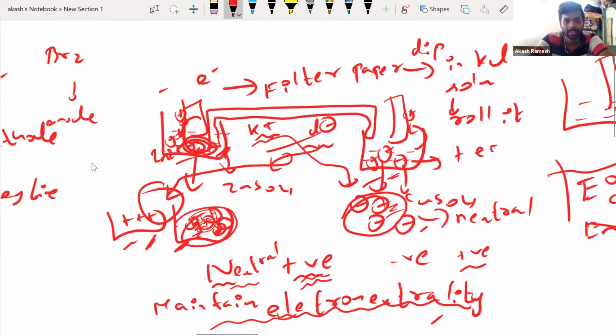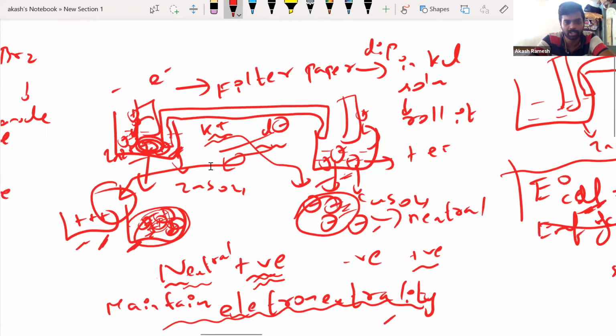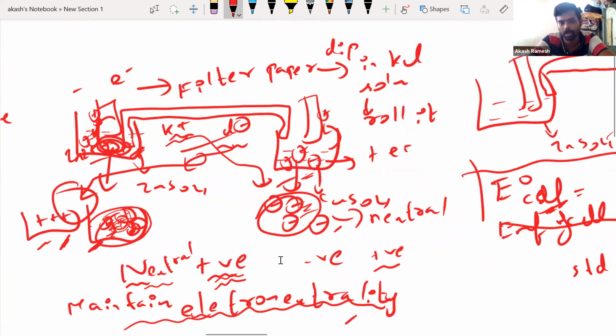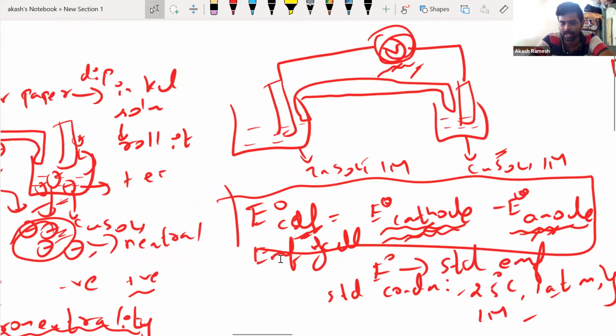Okay, fine. And then we went on to see how you calculate this potential. I told you that the potential difference can be measured. This potential difference, we call it EMF. There is a difference between potential and EMF, but we'll not go into the physics of it.